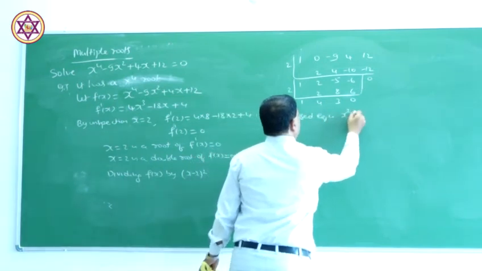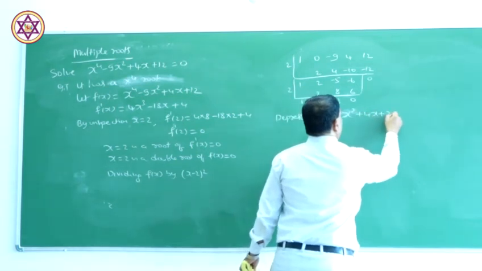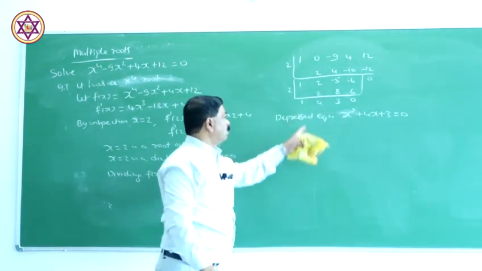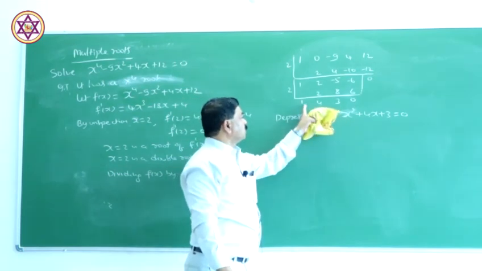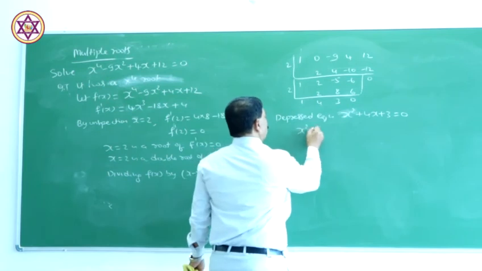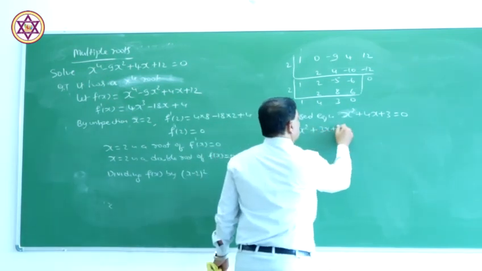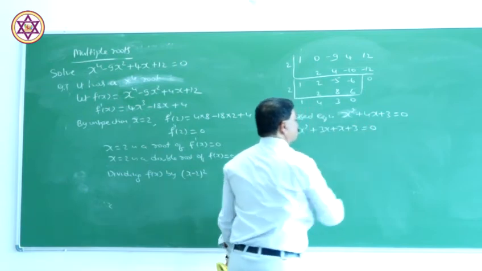Therefore, the depressed equation is x square - 4x + 3 = 0. x square - 4x + 3 = 0. So, x square - 4x can be written as -3x - x + 3 = 0.